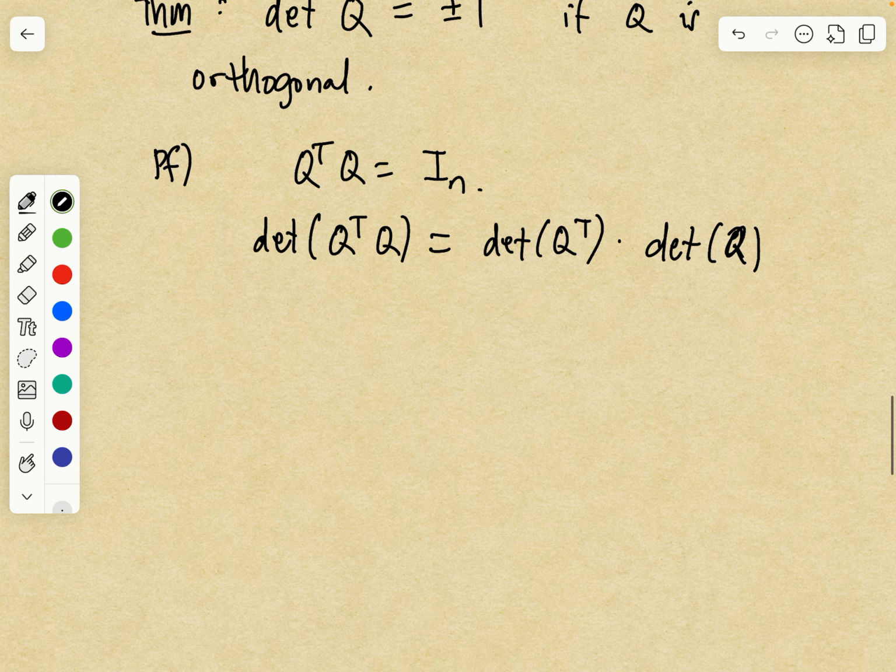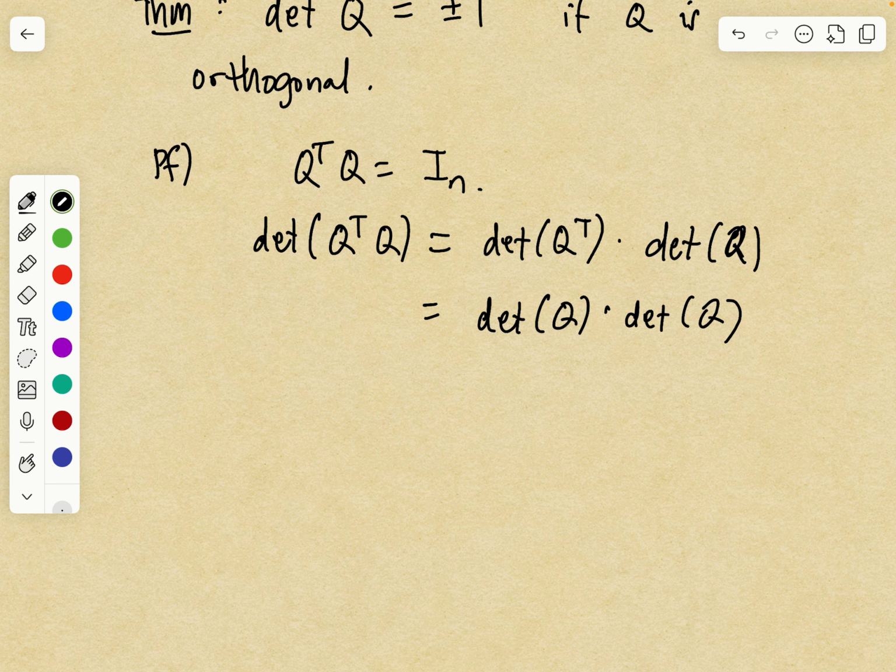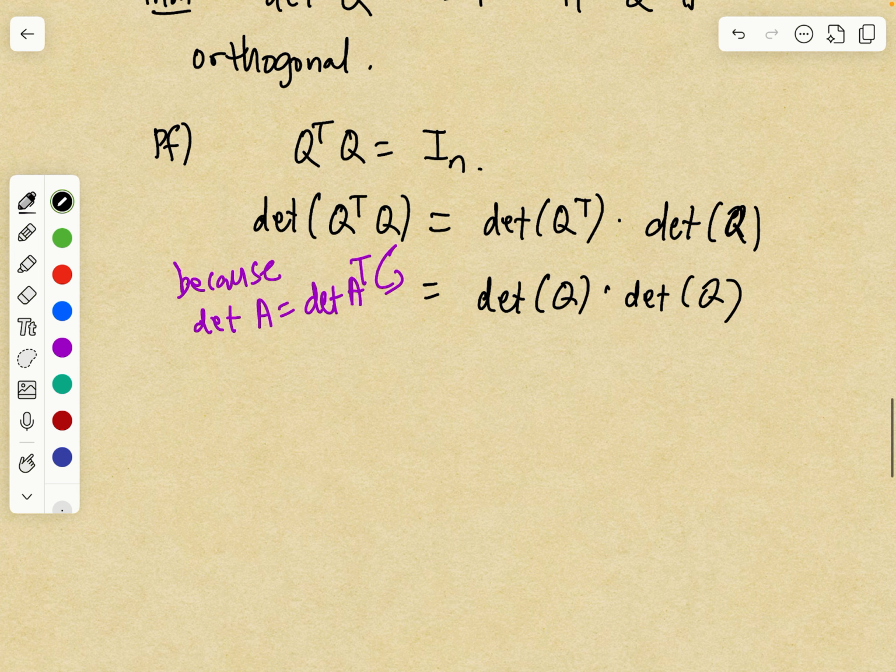Well, actually, what can we say about the connection between the determinant of Q transpose and the determinant of Q? Do you remember how the determinant of a matrix and its transpose are related? They're the same. The determinant of a matrix is equal to the determinant of its transpose. So actually, they are the same determinant, because the determinant of any square matrix is the determinant of its transpose. So this is just the determinant of Q squared.